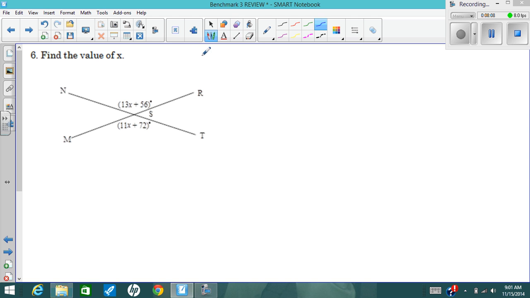Here we're finding the value of x. I have 2 vertical angles, and vertical angles we should remember are equal. They're congruent to each other, so the measures are equal. And this is a little bit hard to see.